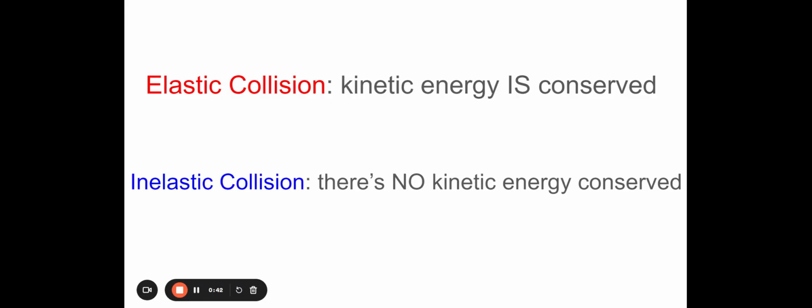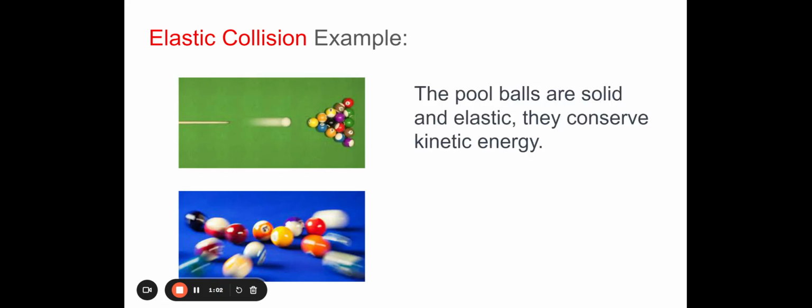So in an elastic collision, both kinetic energy and momentum are conserved, while in inelastic collisions, only momentum is conserved and kinetic energy may be lost or transformed. So an example of an elastic collision is pool balls colliding. This is because pool balls are solid and elastic, so their original shape doesn't change, conserving kinetic energy.